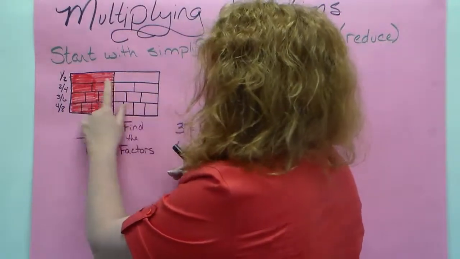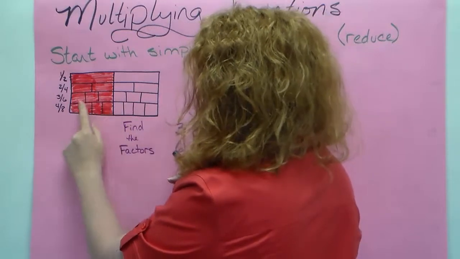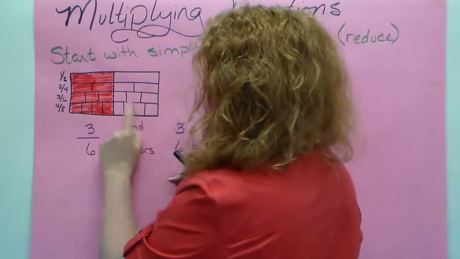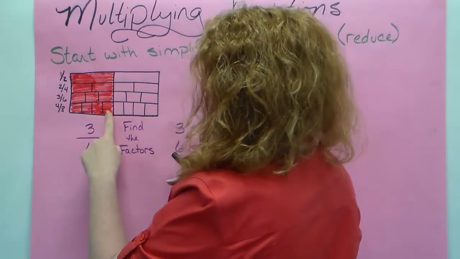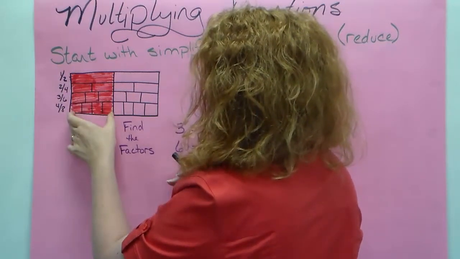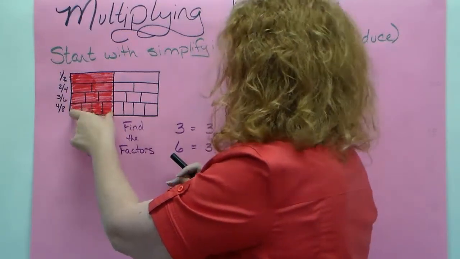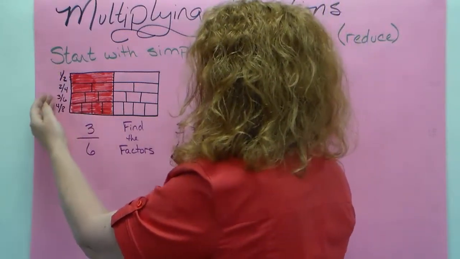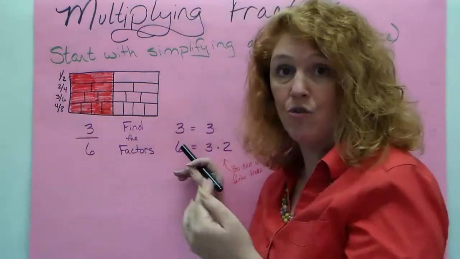Here I've broken this bar in half. This bar I've broken into 4 pieces. This bar I've broken into 6 pieces. And they're all equal because I'm still talking just about half of the total of the bar. And the question is, how do I get from 4/8 to 1/2 without actually having to draw the pictures?